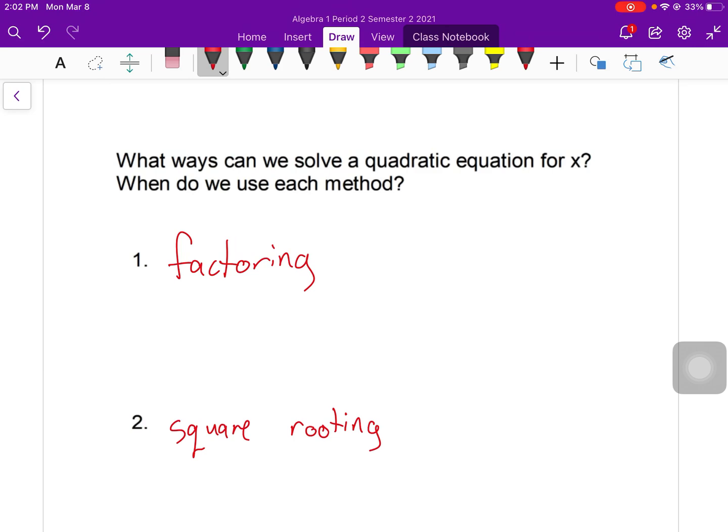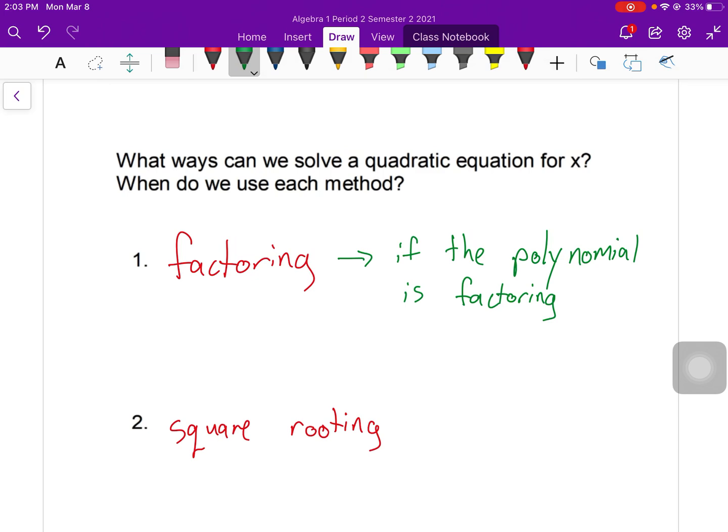Okay, now when do we use each method? If the polynomial is factorable, that's pretty much the only option. If it's factorable, we would use factoring. If it's not factorable, you obviously can't do it by factoring.